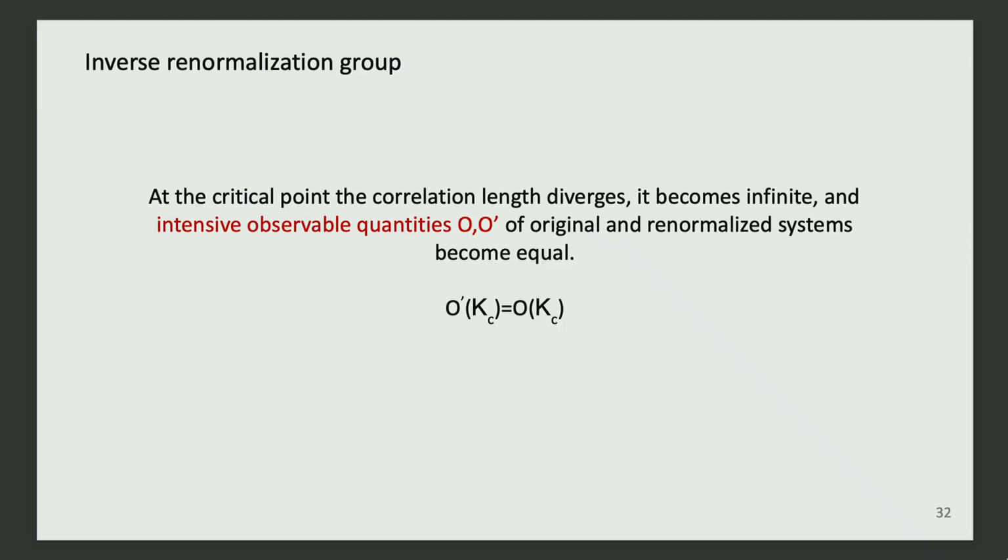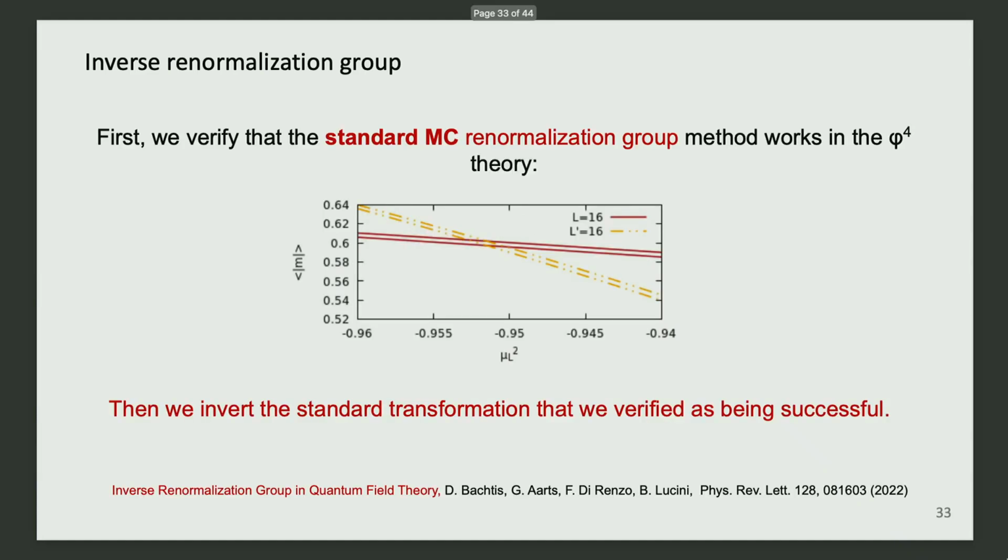It becomes infinite, and intensive observable quantities of original and renormalized systems will become equal. So what this means practically is that we calculate observables for original and renormalized systems, and if we find an intersection, then this corresponds to our critical fixed point, which is exactly what you see here. So the implementation of the inverse renormalization group in the phi to the 4 theory is that we first apply the standard Monte Carlo renormalization group method in the system. So this is the magnetization versus the squared mass. You can see that we have an intersection which corresponds to our fixed point, and we also have the proper renormalization group flows in the system's parameter space.